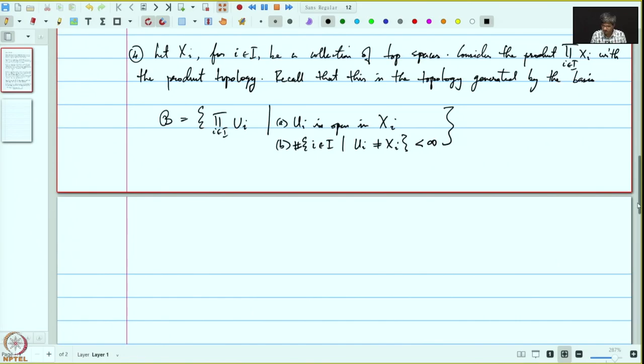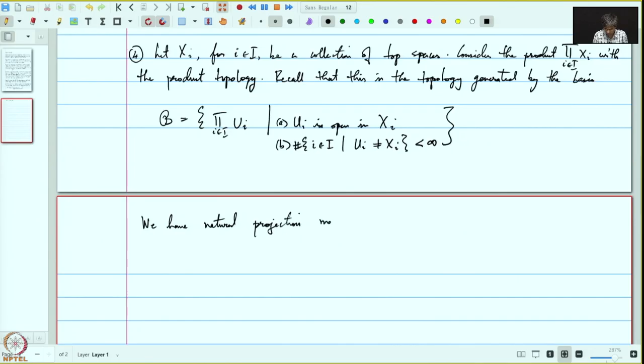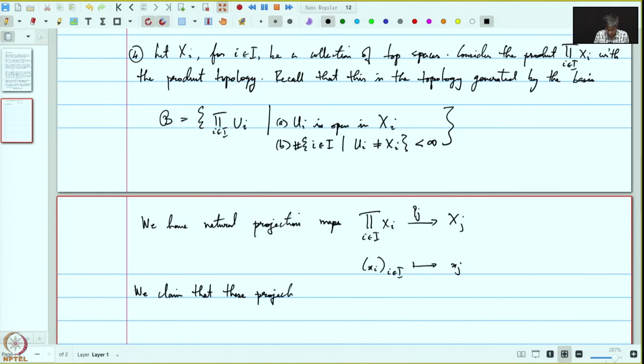Okay, so now from this product we have natural maps, projection maps to X_j, right? What does this do? So we have an element over here that looks like (x_i) for i in I, and we just send this element to the jth coordinate, x_j. And these maps we shall denote by p_j. So we claim that these projection maps p_j are continuous.